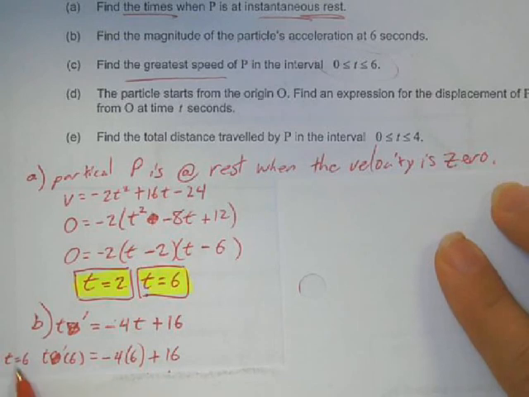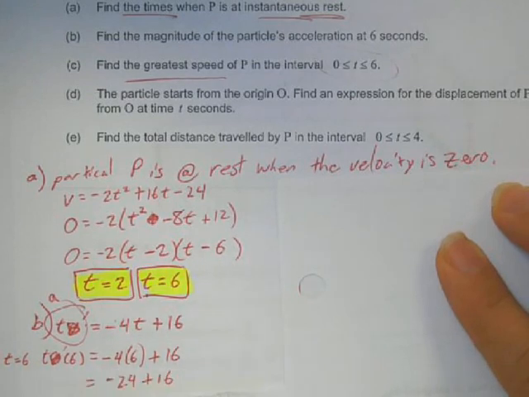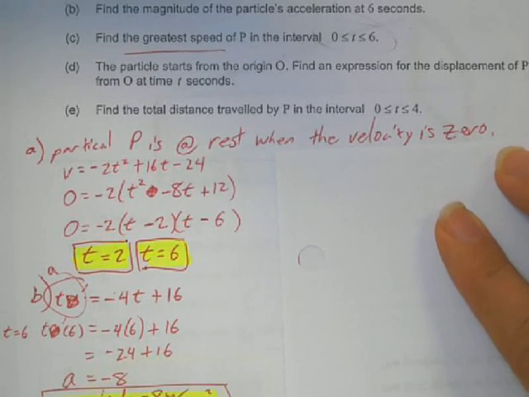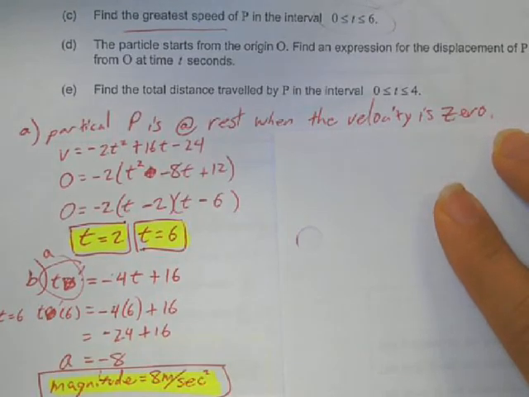So I'm going to plug in 6. This is my acceleration. Right, so I plug in 6 in here, and then negative 4 times 6 plus 16 gives me negative 24 plus 16, and acceleration is negative 8. So the magnitude is 8 meters per second squared.